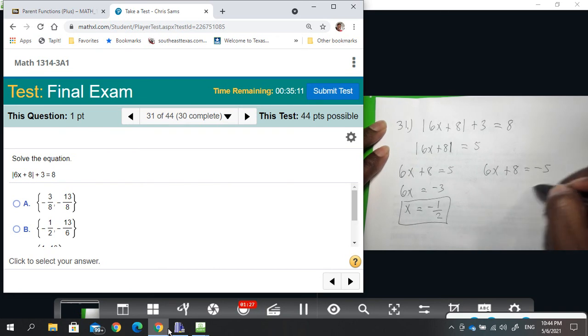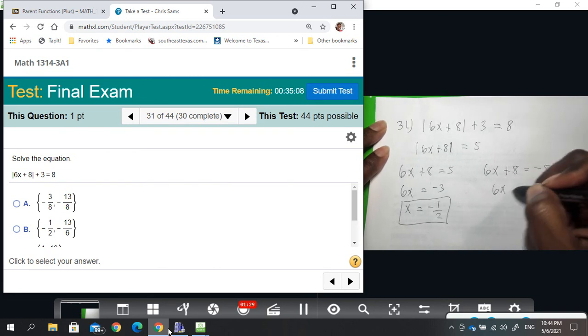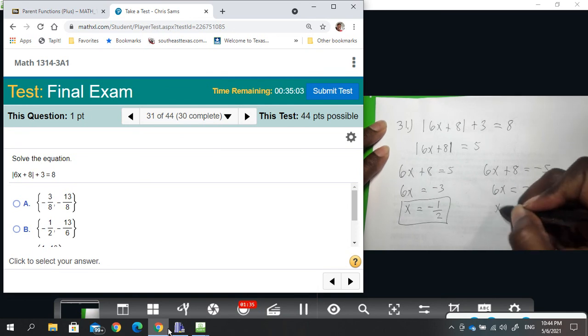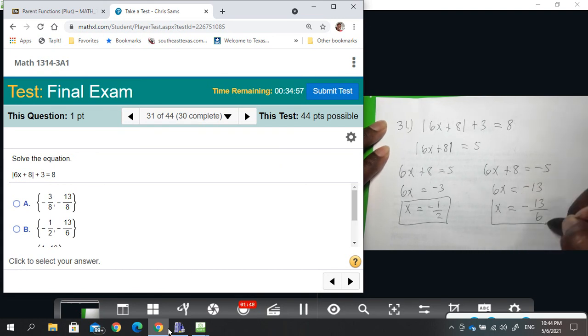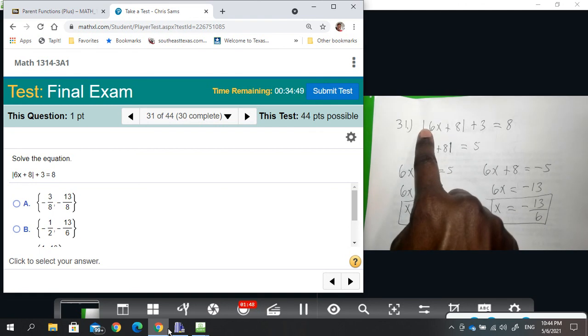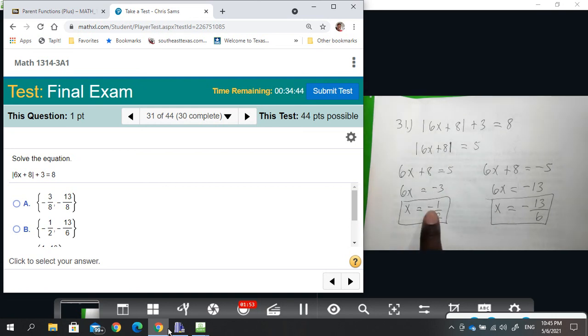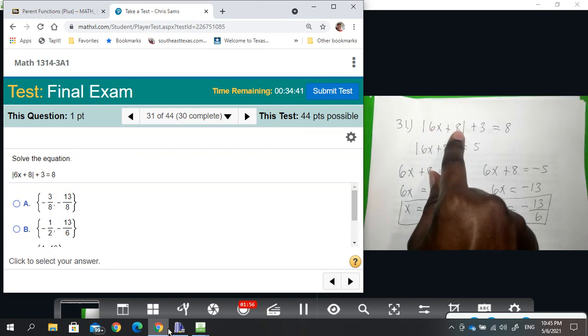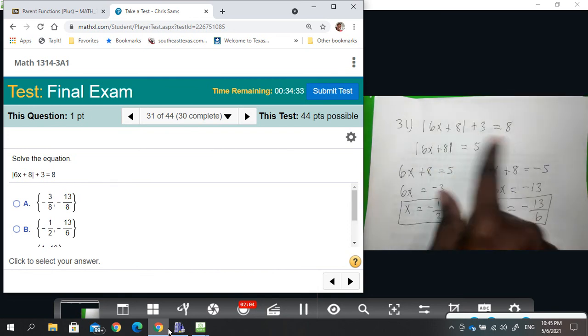And then over here, subtract 8, so we get 6x equals negative 13, divide by 6, and we get x equals negative 13 over 6. Okay, usually you want to check, plug in and check to make sure both of these work. Half of 6 would give us 3, and then negative half would give us a negative 3, plus 8 would give us 5, plus 3 would give us 8, so we get 8 equals 8.